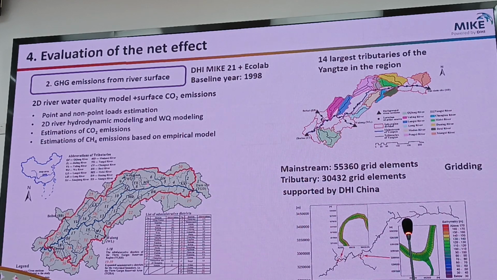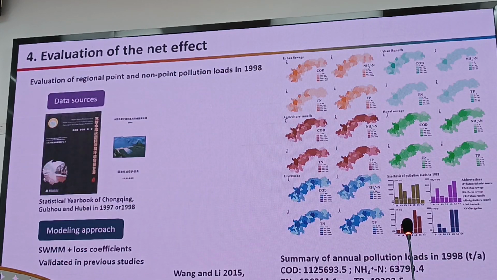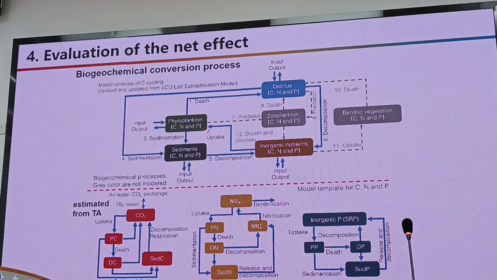And in all the region, we evaluate the point and non-point source pollution. And we summarize annual pollution loads in 1998. We evaluate COD, ammonia, total nitrogen, and total phosphorus, etc. And for biogeochemical conversion processes, the carbon dioxide historical data we estimated from the historical TA data because TA, the total alkalinity, is conservative. And also we make some conversion.